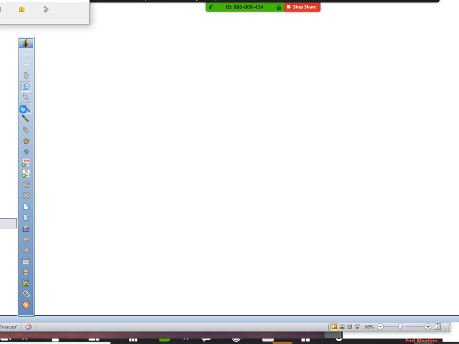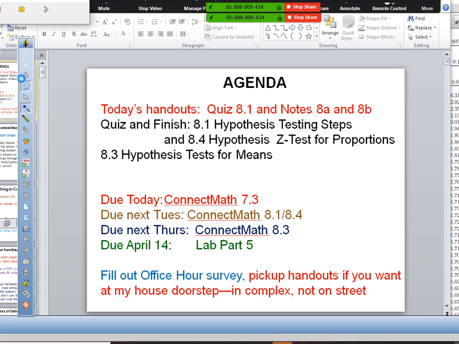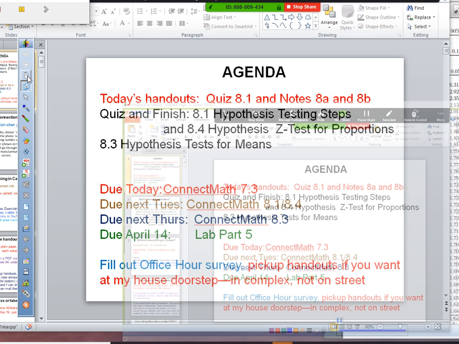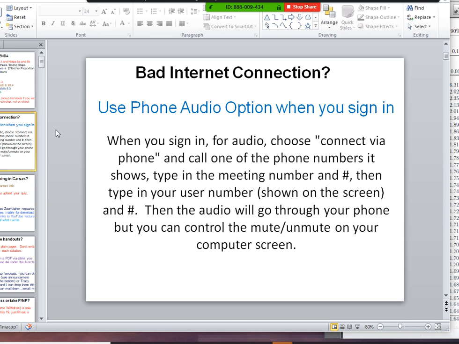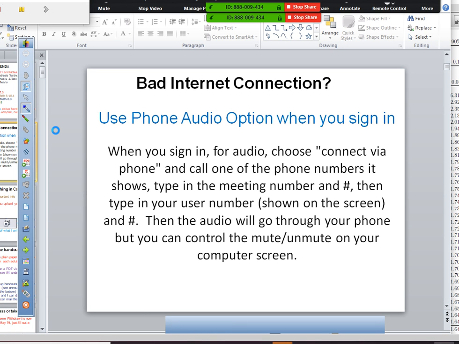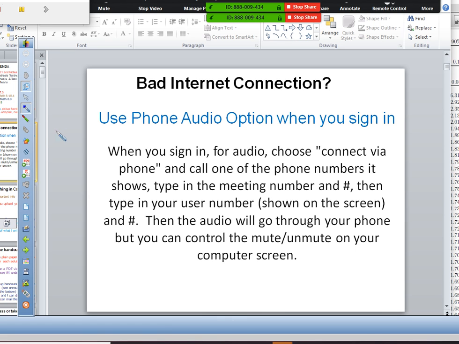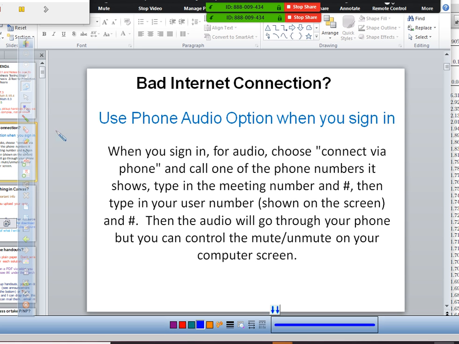All right, let's go over a couple things that I want to make sure people are really clear on, since we've got a whole bunch of new things. The first one is, if you have a bad internet connection, if things are choppy when you come in, you're skipping things, or you're not hearing it at all, then use your phone audio option when you sign in. Surprisingly, it makes a really big difference. The audio takes up a lot more bandwidth than you think it would. When you sign in with your phone instead, it takes a lot of the weight off and everything runs a lot smoother.